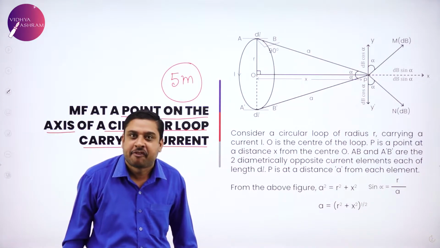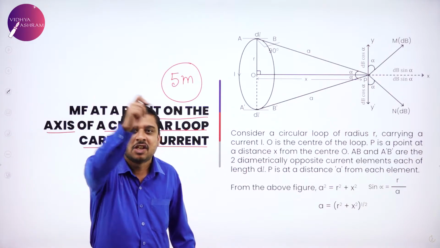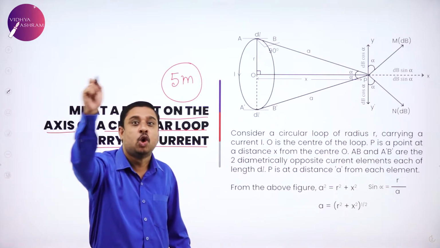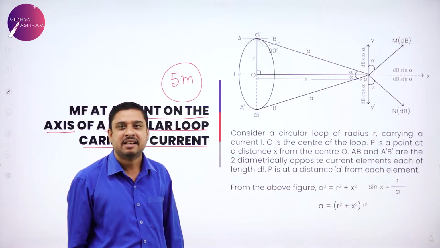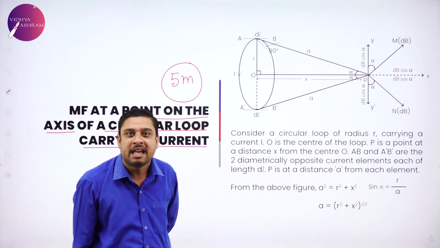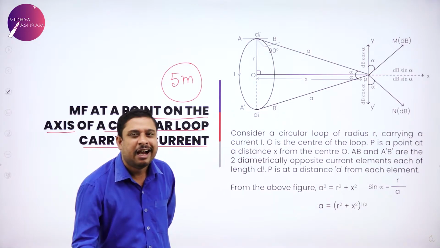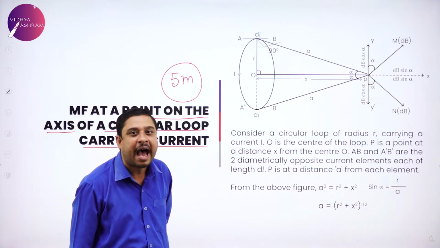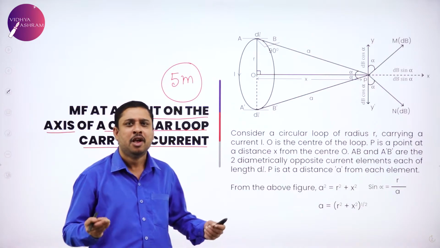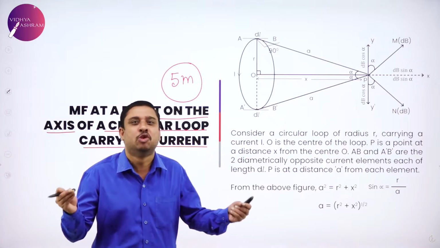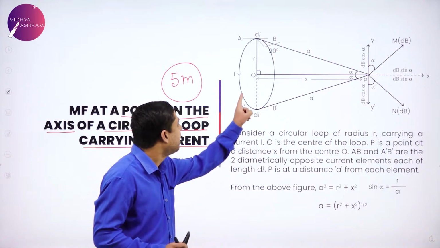So magnetic field at a point on the axis of a circular loop carrying current. And again I repeat, students, this is ideally application of Biot-Savart's law. Again, a flavor of having I dl sin theta. Fine. To begin with, as usual, let us go to our assumptions.